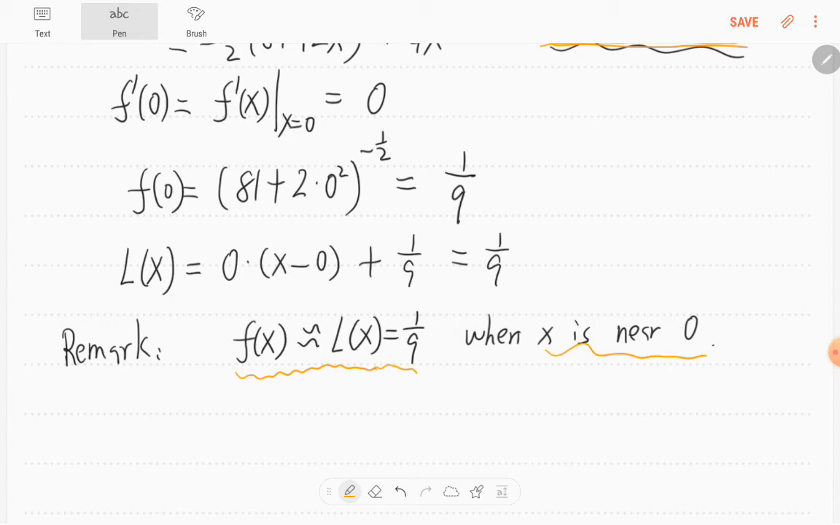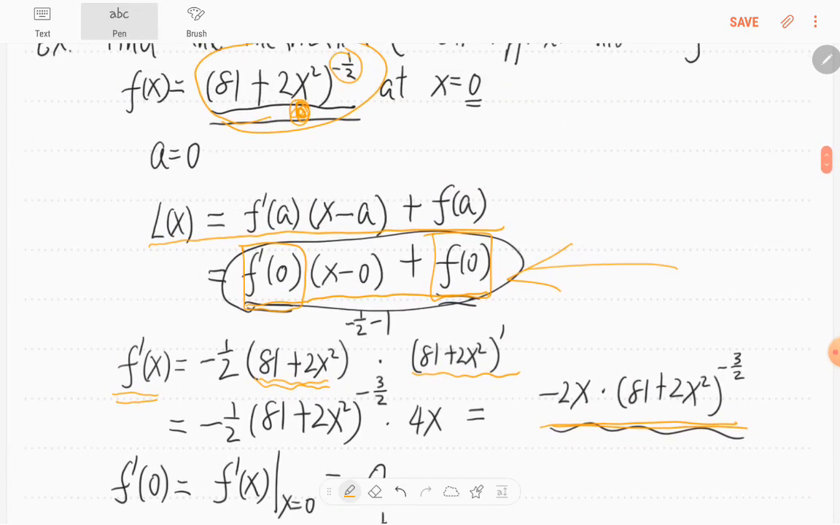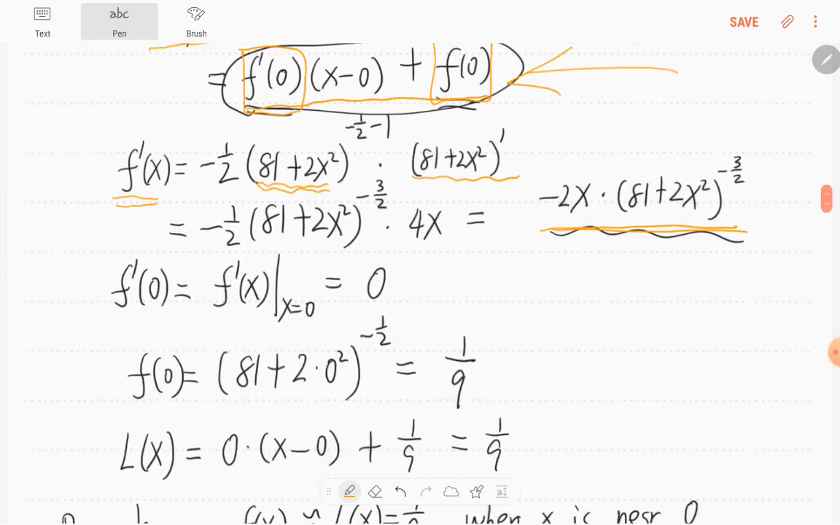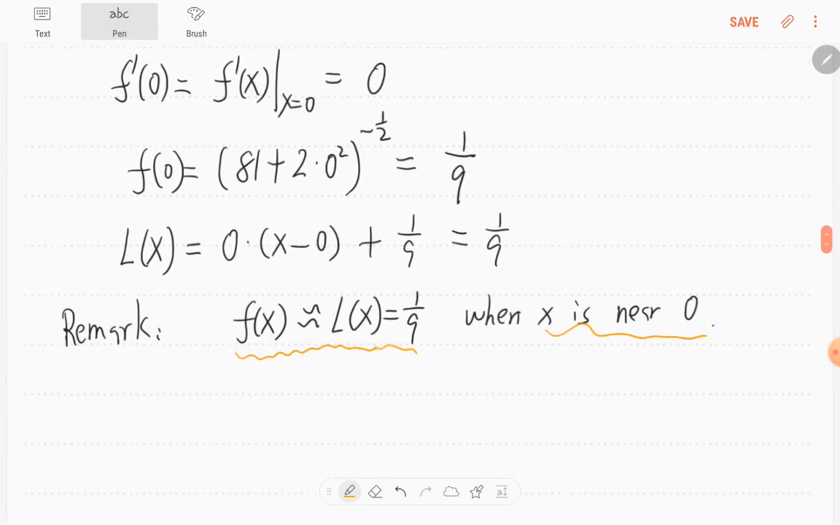So you see, the original function is very complicated, with some negative power and some x inside, but the linearization is just a constant. It will simplify a lot of calculation for the further study. Next we want to talk about the differentials.